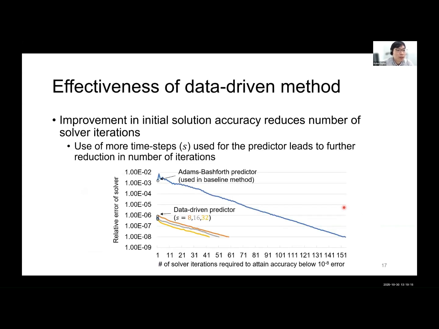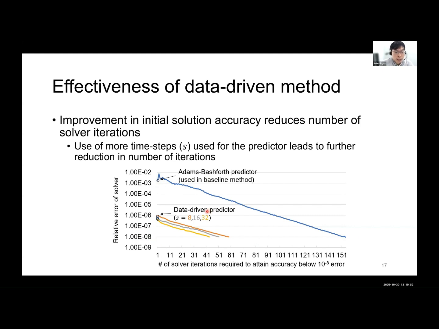Next, I will show the effectiveness of the data-driven method. This is showing the improvement in the initial solution accuracy. Here, this black circle is showing the initial solution accuracy using a basic Adams-Bashforth predictor, which is used in the baseline method. Here, we want to solve up to 10 to the power of -8. In a standard solver, the initial solution is here, and by using about 150 iterations, we get to the desired accuracy of the iterative solver.